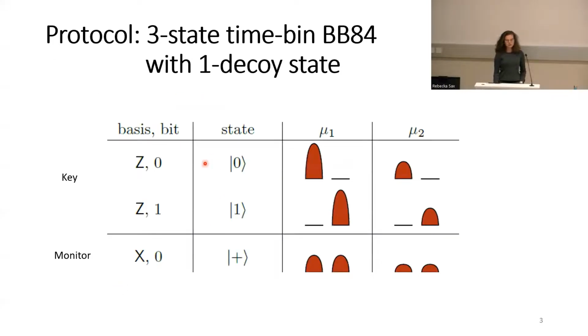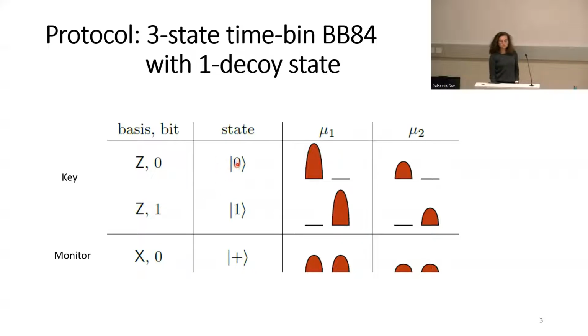Firstly, starting with our protocol. We use the 3-state time-bin BB84 protocol with one decoy state. As the title suggests, we use time-bin to encode our quantum states. Here we have our time-bin. This is an early pulse. This is a late pulse. We can encode either in the Z basis or in the X basis. If we encode in the Z basis, correctly detected states here will constitute the raw key.